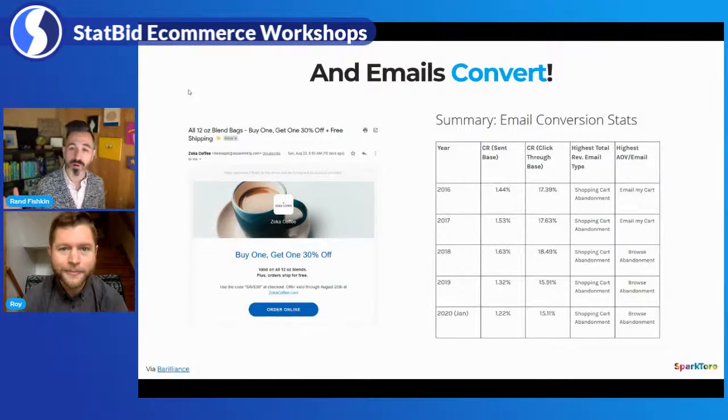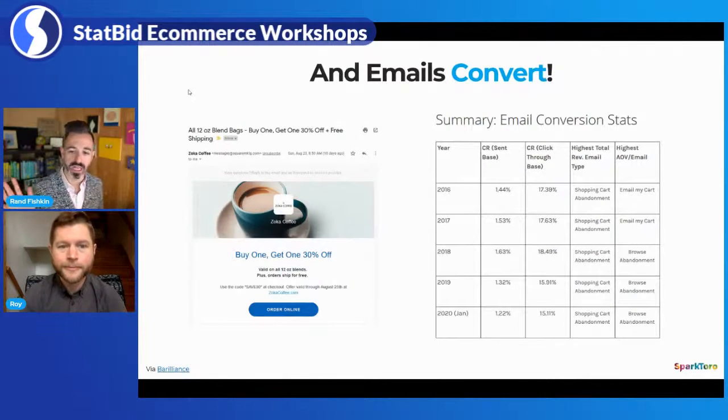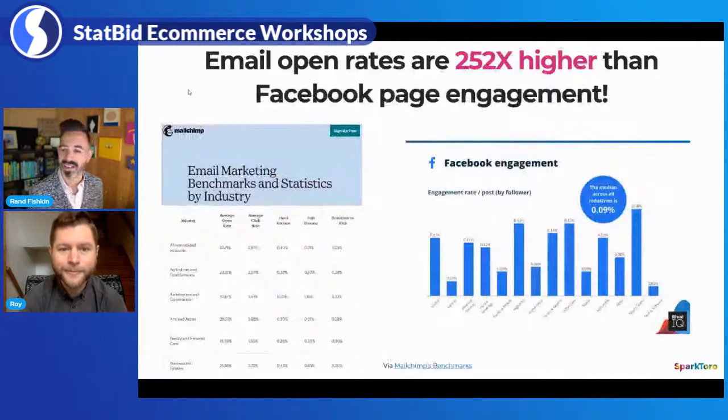But the open rate hasn't really changed. Open rates, click-through rates, conversion rates, on average, according to all the MailChimp data or whoever it is, haven't changed in almost 20 years. Now, compare that to Facebook, where it's just fallen off a cliff the last 20 years.